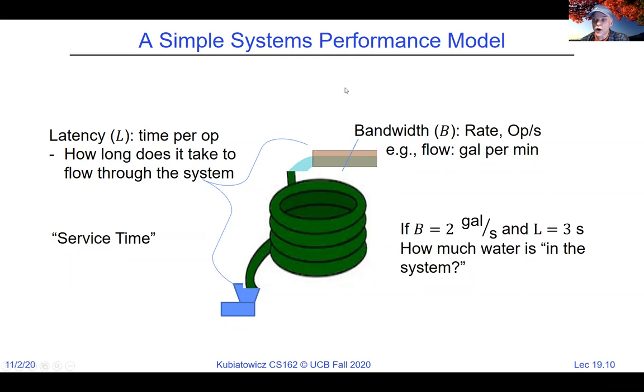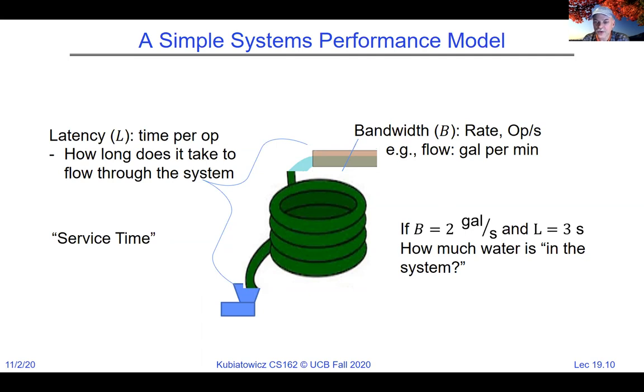Bandwidth is sort of how many ops per second come into that hose or out of this pipe. And that would be operations per second, for instance, or gallons per minute, et cetera. And if B is 2 gallons per second and L is 3 seconds, then how much water is in this system, in the actual hose? Can anybody figure that out?